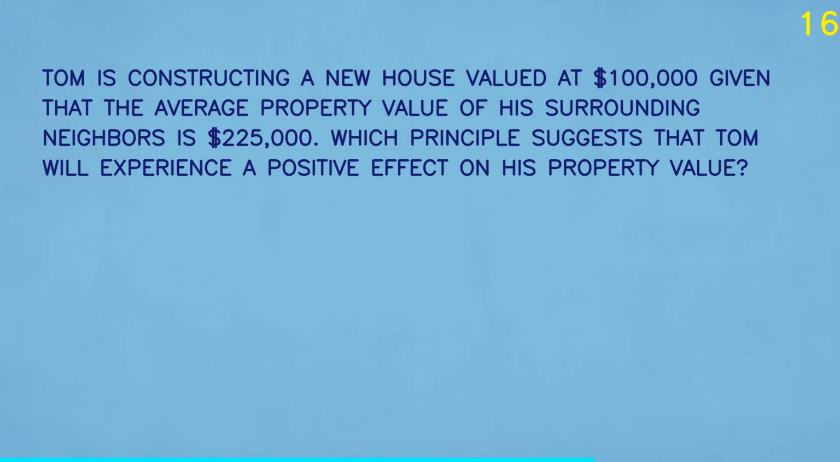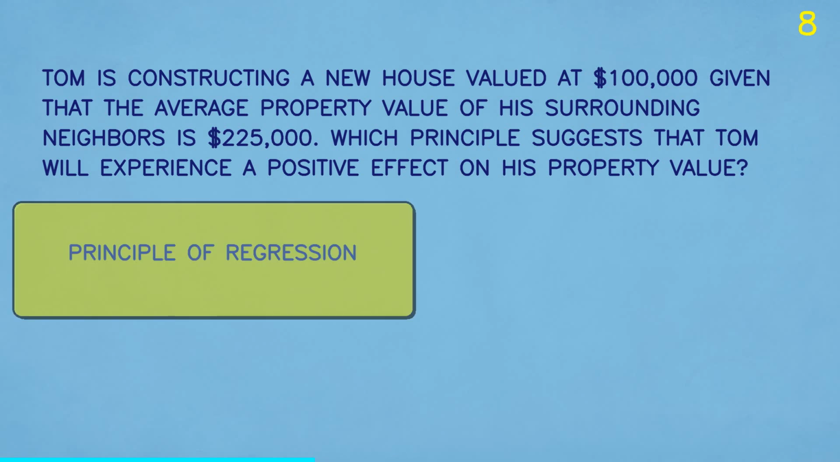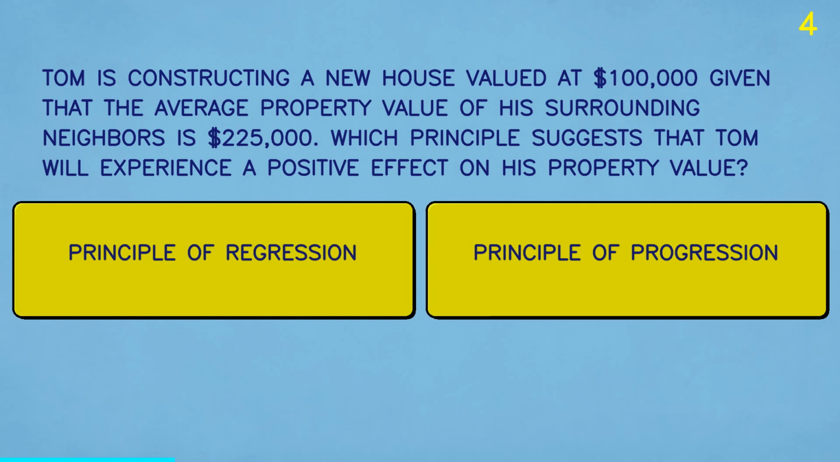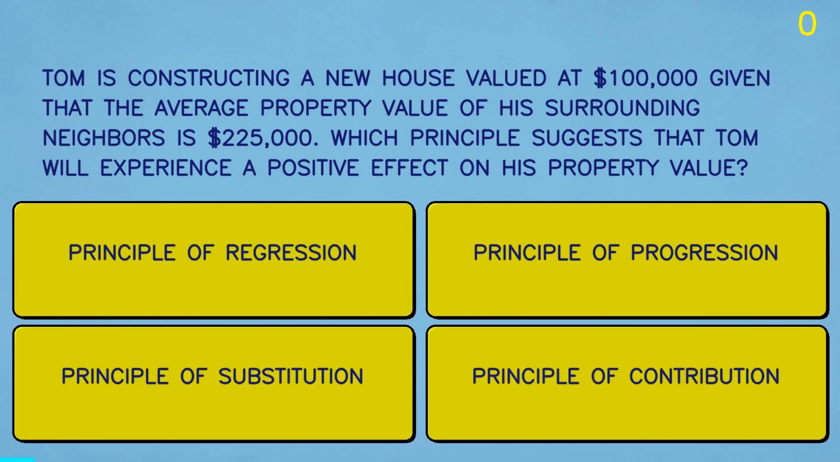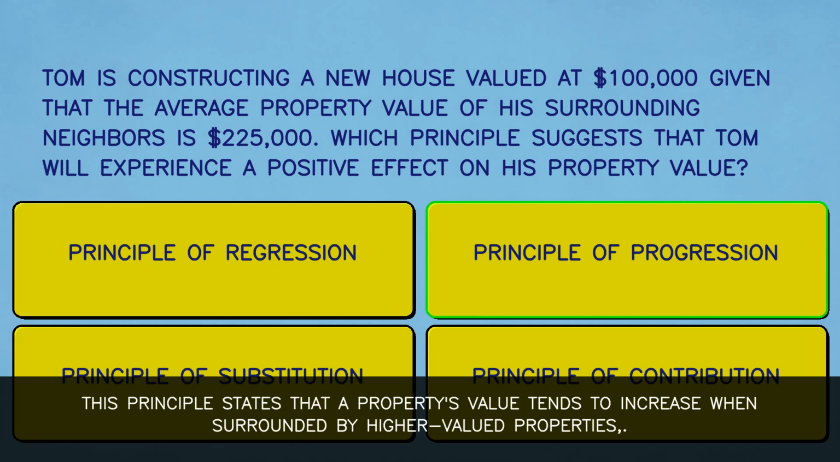Question 8. Tom is constructing a new house valued at $100,000 given that the average property value of his surrounding neighbors is $225,000. Which principle suggests that Tom will experience a positive effect on his property value? A. Principle of regression. B. Principle of progression. C. Principle of substitution. D. Principle of contribution. The correct answer is principle of progression. This principle states that a property's value tends to increase when surrounded by higher valued properties.